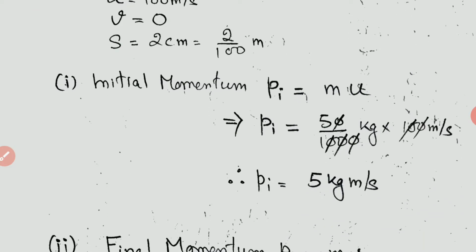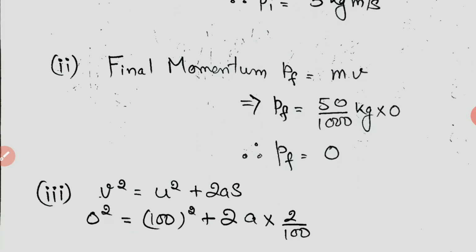So the first question was to find the initial momentum. So I have written the symbol pi. I stands for initial. So pi equals mu, where m means mass and u means initial velocity. So pi equals 50 upon 1000 kilogram multiplied by 100. Hence I am getting it as 5 kilogram meter per second.